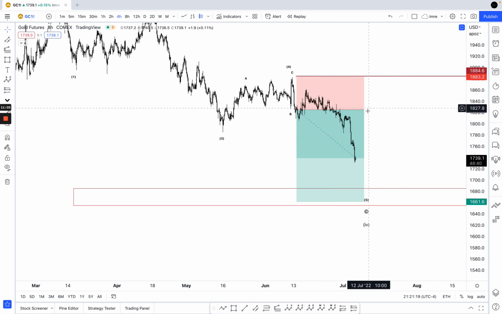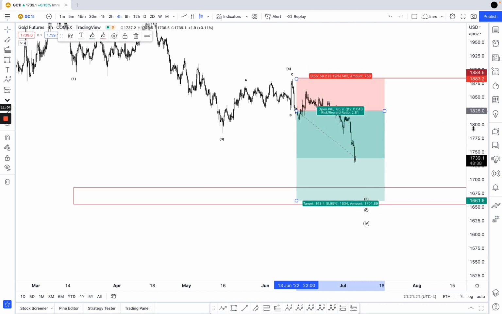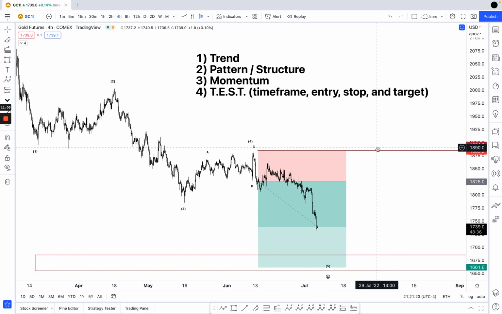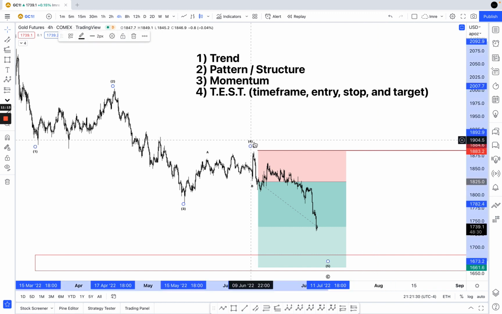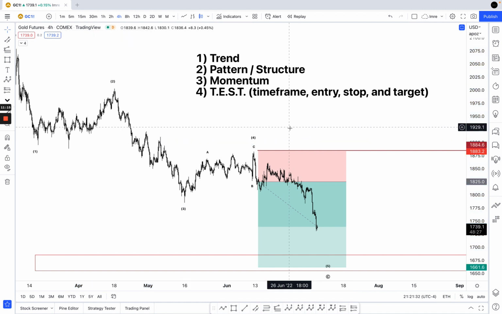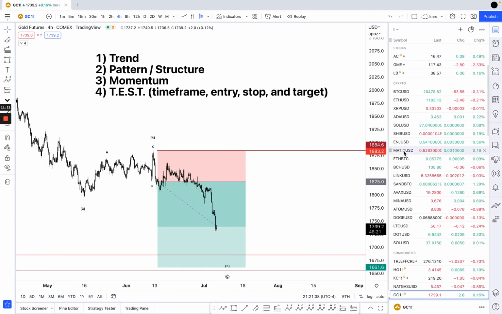That's great. So now I go back to my 4-step checklist and I say, what's the trend? It's bearish. What's the pattern? It's a zigzag. What's the momentum signature? It supports my bearish interpretation of the overall market. And then finally, what is my test? Okay, and there you have it. I'm gonna move on to a different price chart.